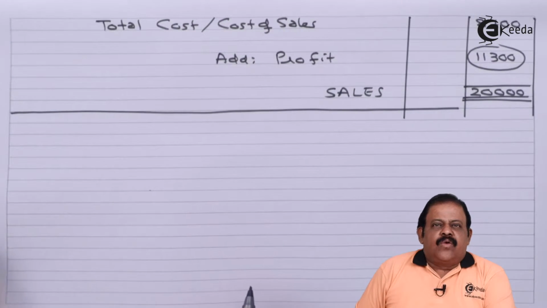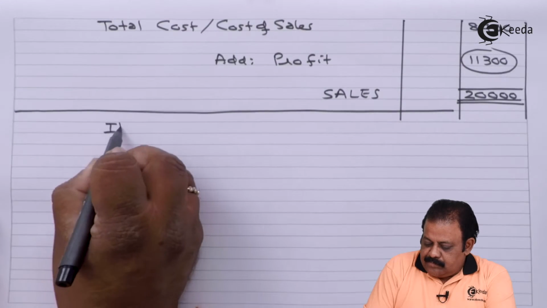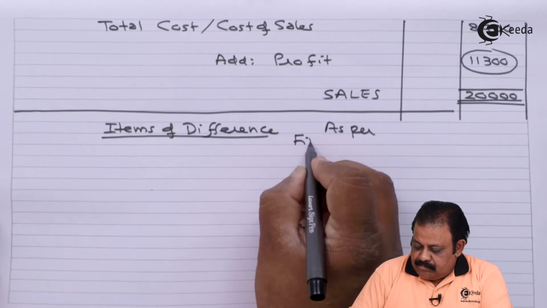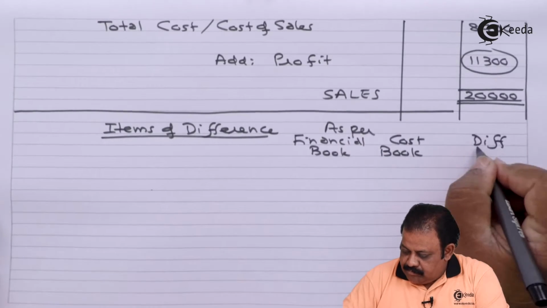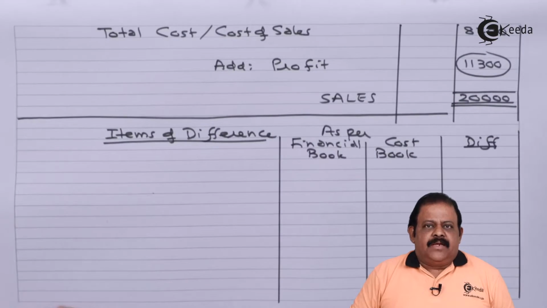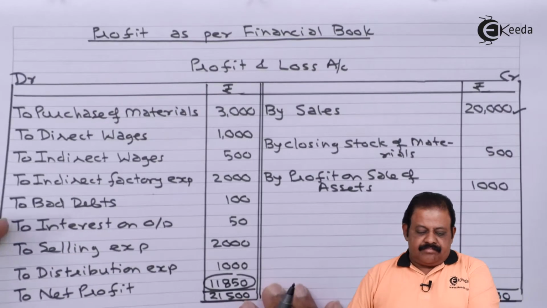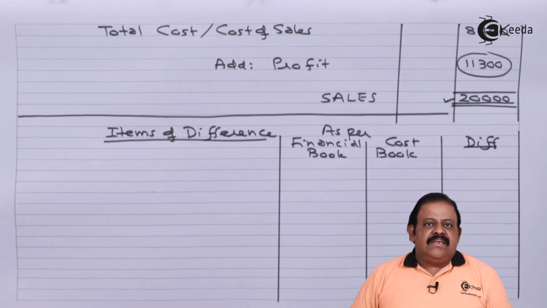Let us prepare a working note to understand the reasons for difference in profit as per financial book and profit as per cost book. We can compare every item of profit and loss account and cost sheet. Sales as per profit and loss account is 20,000. Sales as per cost sheet is also 20,000. So there is no difference in sales.